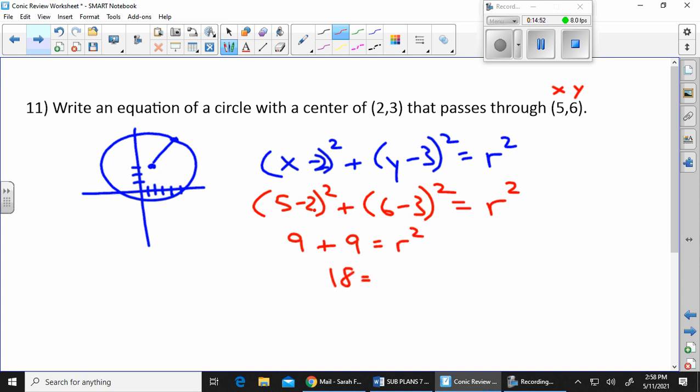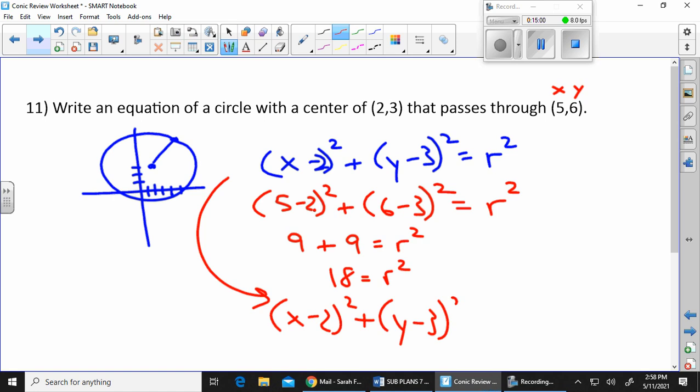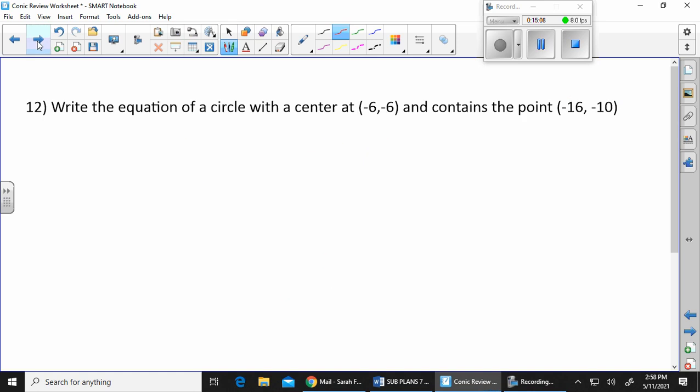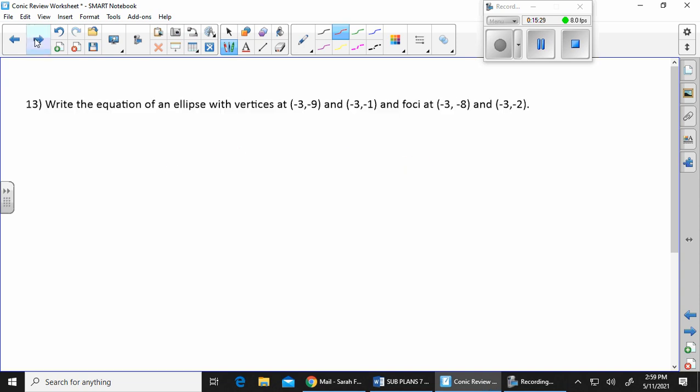18 is r squared. So then what's your equation? X minus 2 squared plus y minus 3 squared equals 18, because it is r squared. I don't want the radius, I want r squared. 12. Same exact thing. I mean, I don't think I need to do this one. That answer they give you, it's going to be x plus 6 squared plus y plus 6 squared. And when you plug that point in and do the math, r squared is 116.